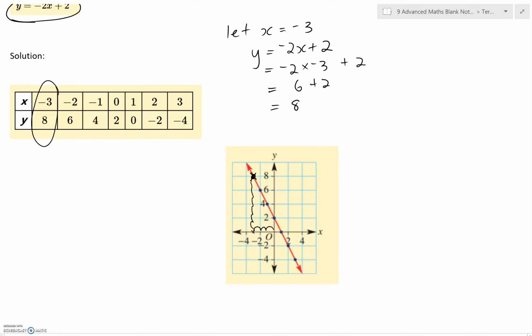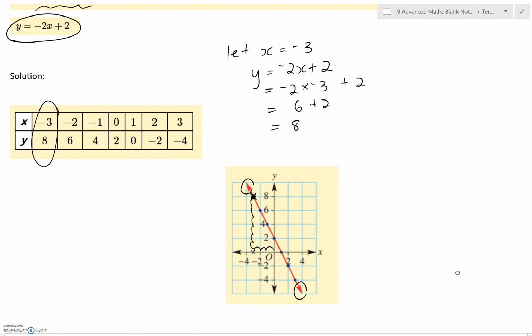So you would keep going and plot all of those values, and then you would draw a line between them, or through them rather. Notice that there's arrows on either end, so that's just saying the line keeps going in either direction. And the other thing that this solution doesn't really have, which we should have, is we should write our rule on our graph.